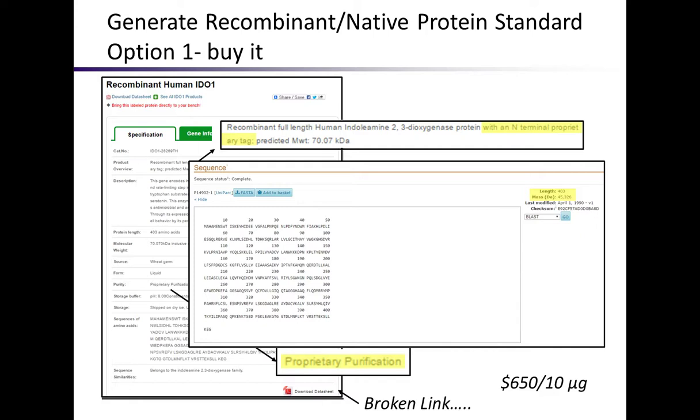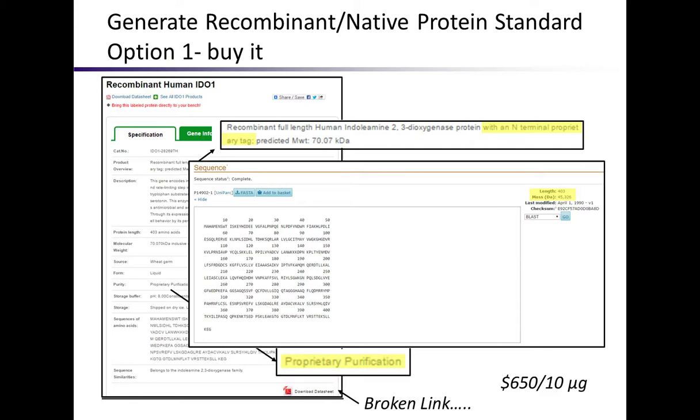Because if you look at the 70.07 kilodaltons as the predicted molecular weight for the protein, and we look at the UniProt database, that's supposed to be 45 kilodaltons, right? So there's a huge tag on this. There's basically a small protein attached to our protein. Also, this is $650 for 10 micrograms, which is pretty darn expensive. And if you want to look at the data sheet, it's a broken link.